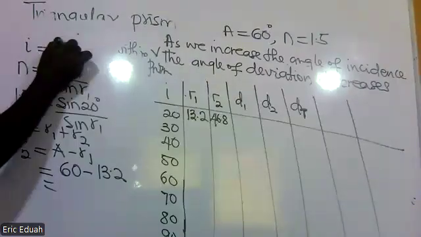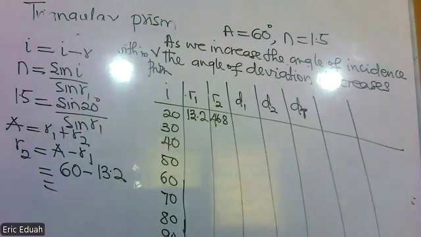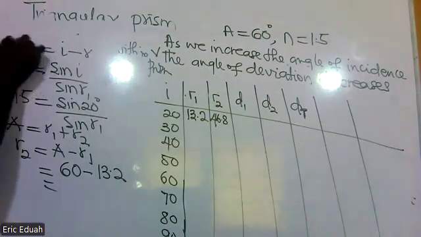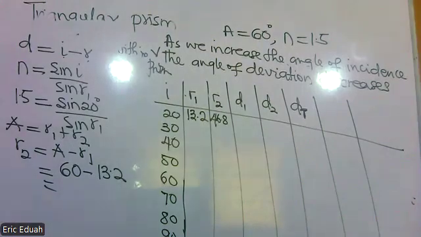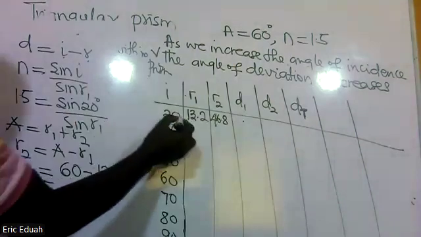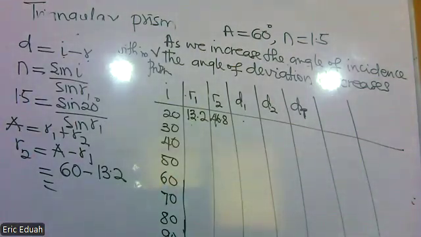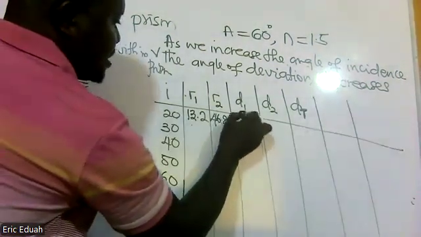So once I say D is equal to I minus R, once we are looking for D1, you must subtract R1 from I. So what's the value of D1? What's the value of D1? 6.8.